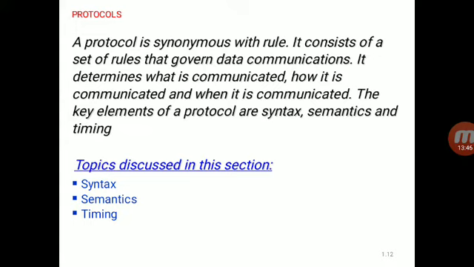A protocol is a synonym for a rule. It consists of a set of rules that govern the data communication. It determines what is communicated, how it is communicated, and when it is communicated. The key elements of the protocol are syntax, semantics, and timings. So these are the three key elements of the protocol.